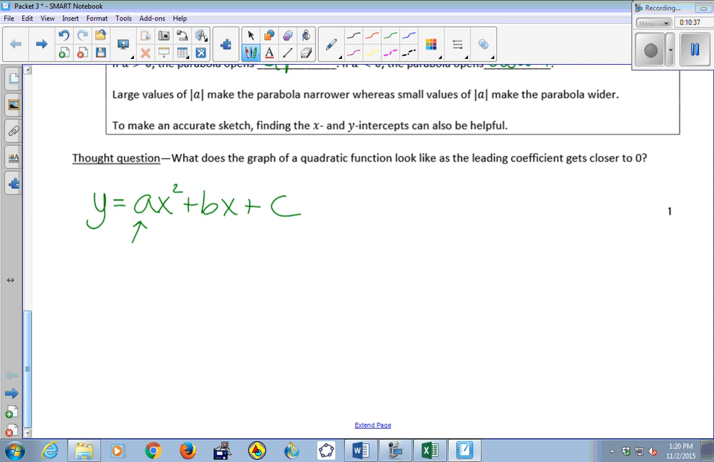It will still open, and it'll look more and more like a line, because this term will be closer and closer to 0. And then when it is 0, it's a line, right? So if that's 0, then you get y equals bx plus c. So it looks more and more like a line. As a gets smaller, it just gets really, really wide, wider and wider. And when it hits 0, it'll be a line.